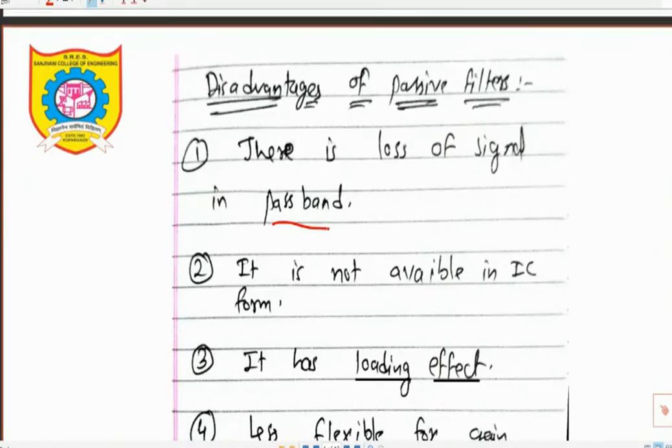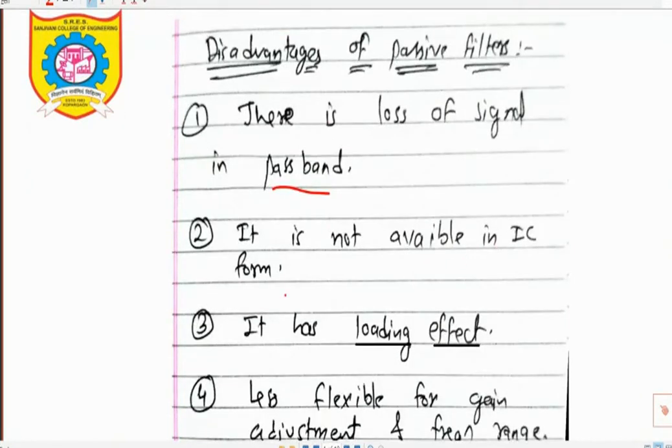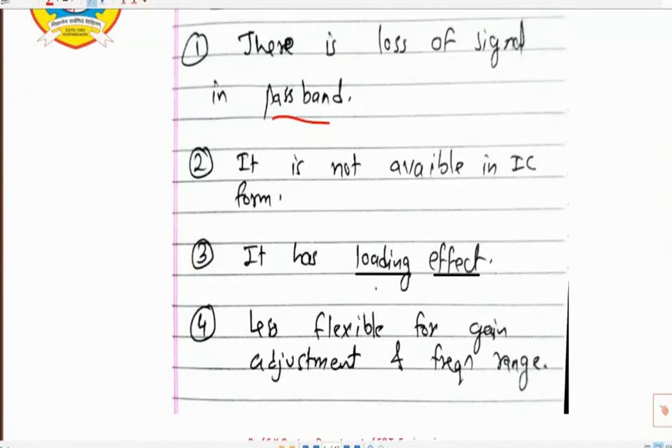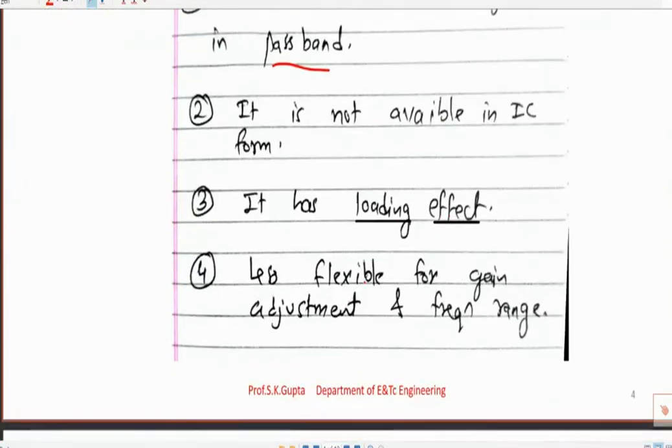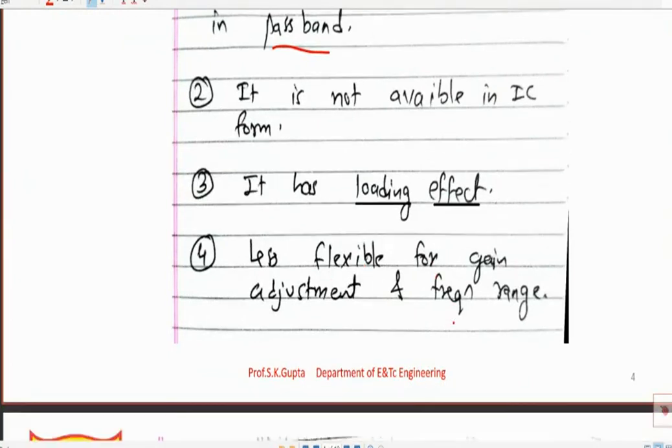Second disadvantage, it is not easily available in IC form. And third is that it has loading effect. Last one is that we have less flexibility in gain adjustment and frequency range.